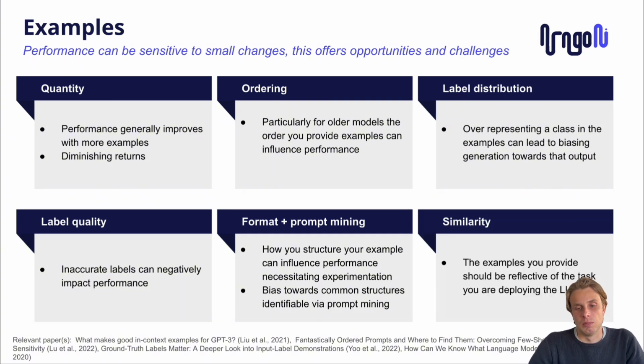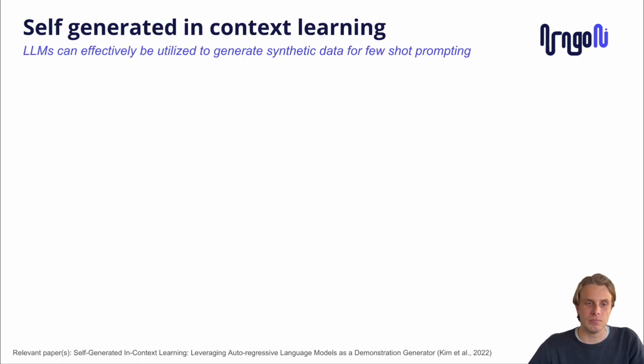And similarity. This is again a classic one from general machine learning as well. The examples that you provide in your prompt should be reflective of the type of examples that you require this AI system to solve in production. If there is a disconnect between those two, then the testing and evaluation that you have done in the prompt evaluation phase will not fairly extrapolate to what you're seeing in production. So you want to make sure that it's a representative example that you're providing.